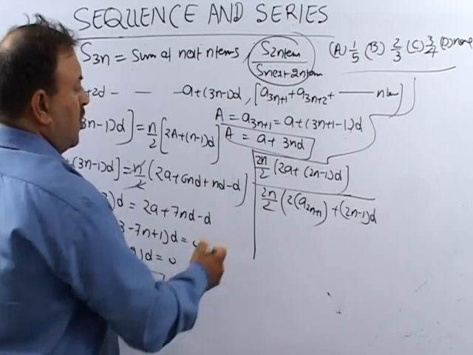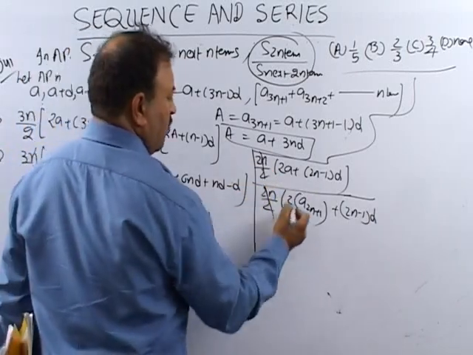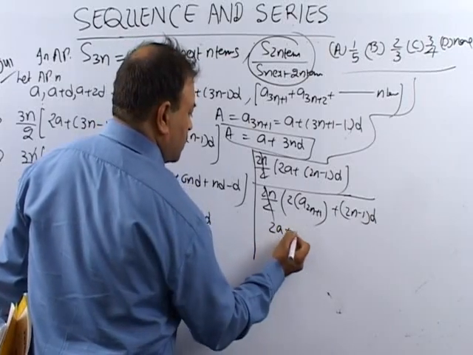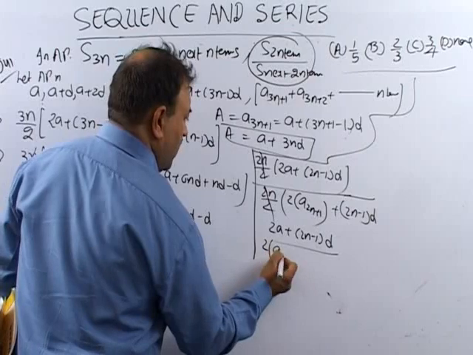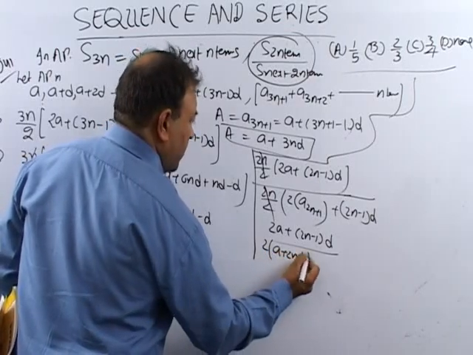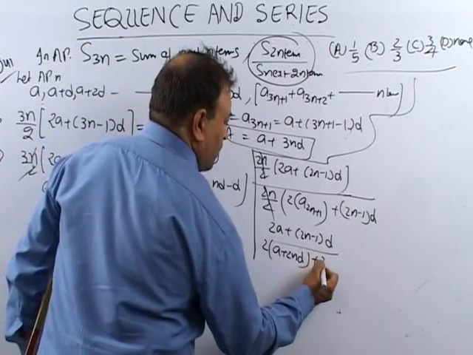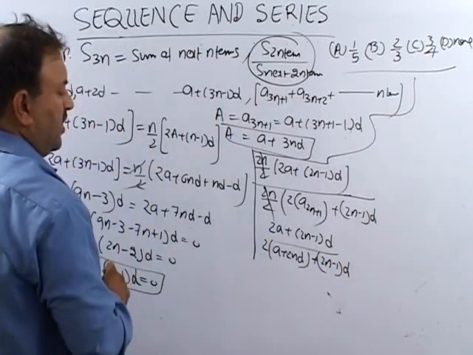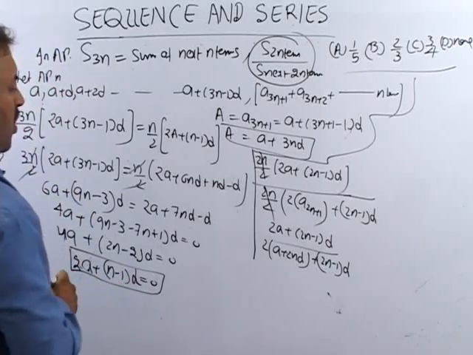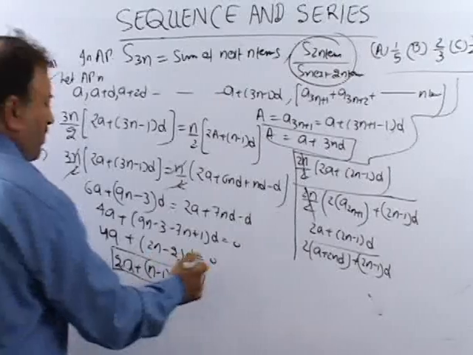Now it comes out to be this: the 2n by 2 will be cancelled out this way. We find out 2a plus 2n minus 1 d upon 2a plus 2n d, this is 2n plus 1 d. It comes out to be 2n minus 1 into d. We got this thing. Now we have to find out a ratio, and we find out this condition from here.